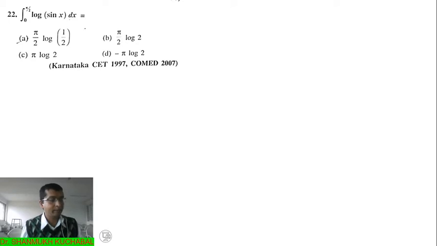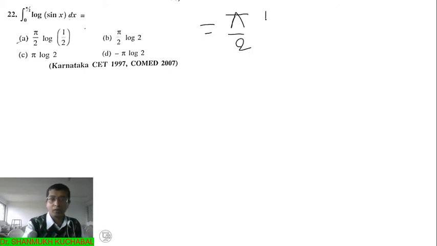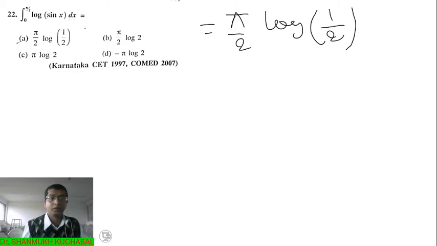We'll move to our next example. Example number 22. Integration from 0 to pi by 2 of log of sin x dx. It is a standard function. So we can write the integration for this as pi by 2 log of 1 by 2. So using that, option A, pi by 2 log of 1 by 2, is the right answer.